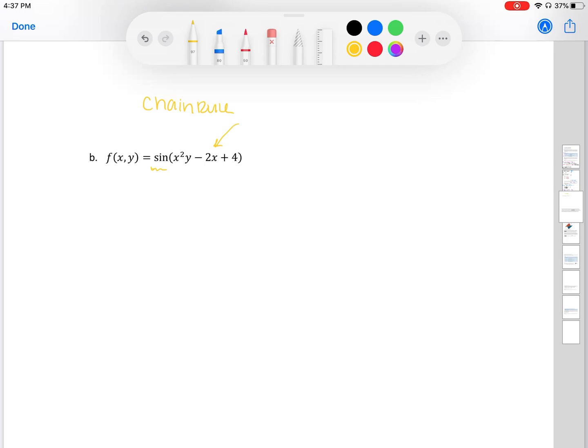Okie dokie, so let's go ahead and find the partial derivative. Let's start with x. So let's find df dx. So the derivative of a function in terms of x is, well, we're working with sine of x squared y minus 2x plus 4. That's what we're taking the derivative of. And just to highlight what we're working with, our x's are our variables. Okay, let's work this out. The derivative of sine is cosine.